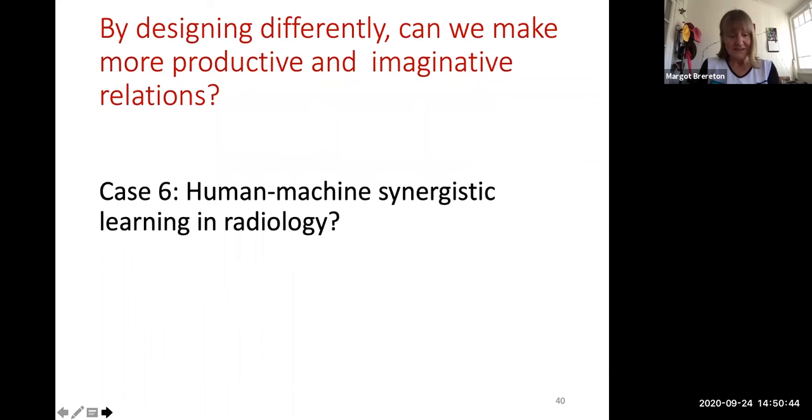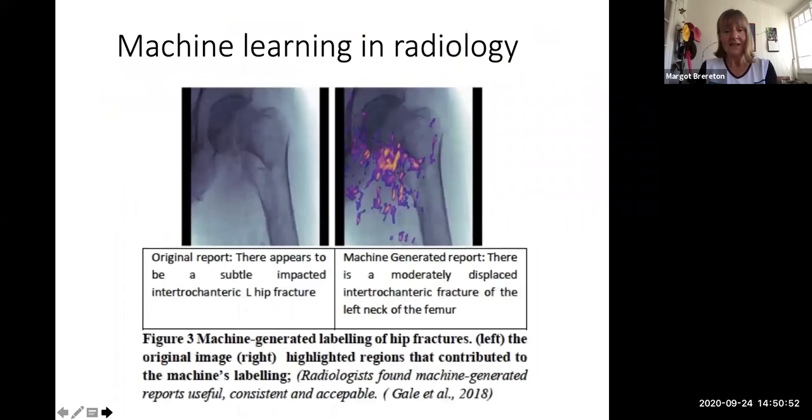I'll just quickly say that our latest grant is on human-machine synergistic learning, or teaming, in radiology. Radiology has been quite successful in its use of machine learning for detection of cancers, by looking at hundreds of thousands of images, and probably other conditions as well. But there are some critiques of it. The radiologists tend not to like it. It doesn't use the radiology skills so well.